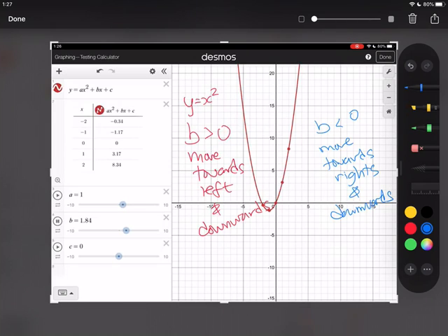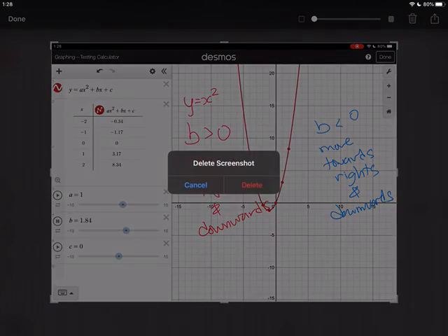Okay, so this is the impact that b has, that middle term, that middle coefficient has on our graph. Okay, it's kind of hard to tell exactly what your vertex will be just based on your value b. We'll talk a little bit about that later, but you can kind of see the general change that the graph is making.